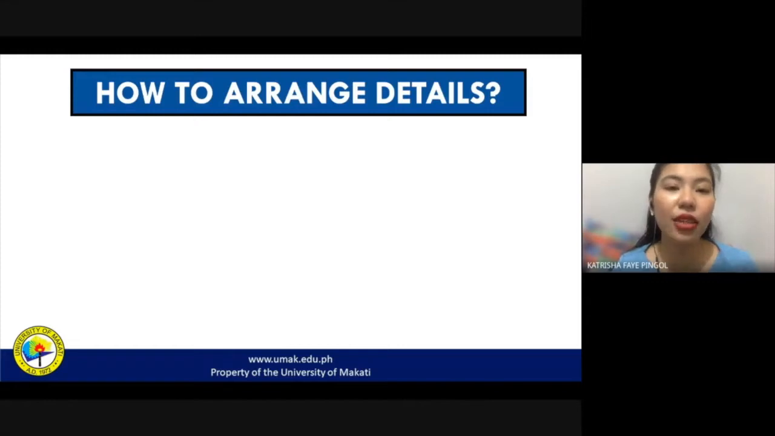Now, how exactly do we arrange the details in the text that we are producing? Like what I have said, your organization or the structure that you're going to follow depends on the purpose that you have in mind. Okay, what's the reason for writing the text in the first place? So you have to ask that question first before even arranging the details that you will be presenting.